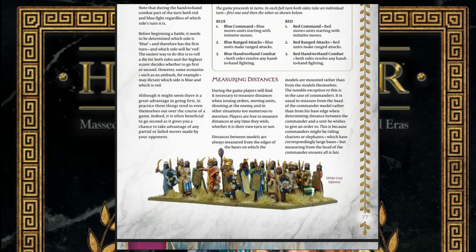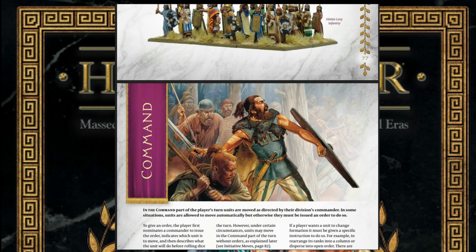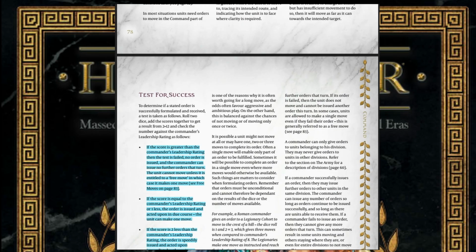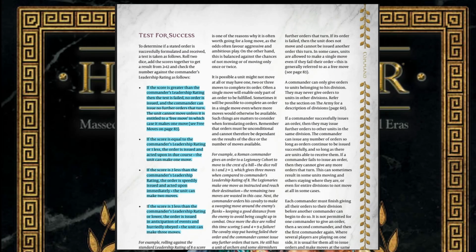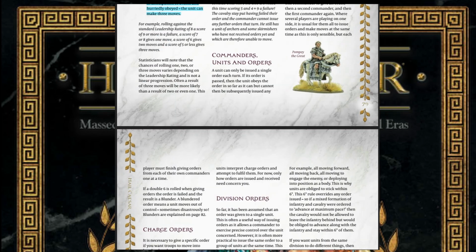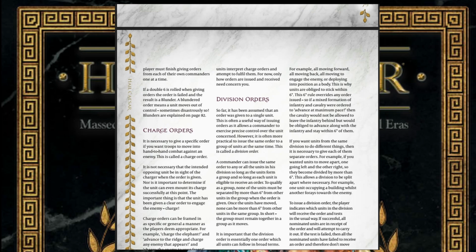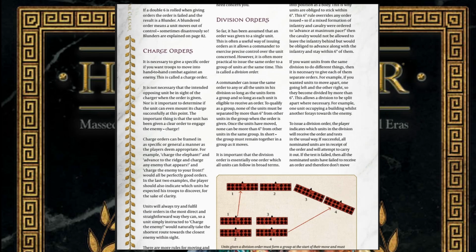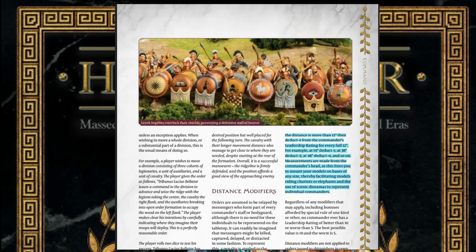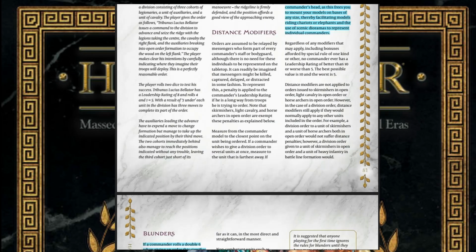I think it looks much better, measured distances, and then you go to commands and orders and how you give orders and how you test for success. It's the famous rolling of 2 dice, and if you're lower than your own commander's quality, you do 2 or 3 orders. Here is how you give orders to a division. Again, beautiful, beautiful miniatures accompanying the book, the photographs of miniatures.